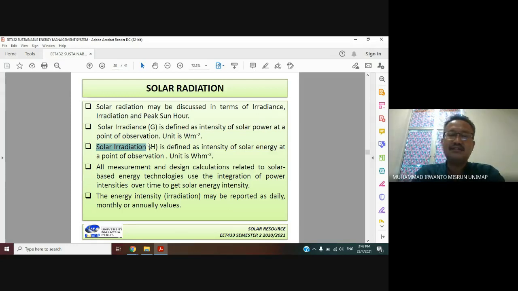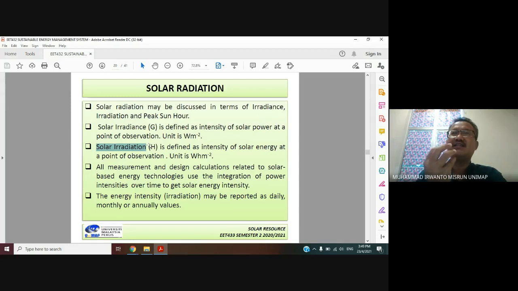Now, how to analyze it? First we have to know the requirement, or the value of solar radiation, that fulfills the construction of PV power generation. Remember, at least 300 watt per meter squared is available in the area, or 3 kilowatt hours per meter squared. Or if we discuss peak sun hours, at least 3 hours.